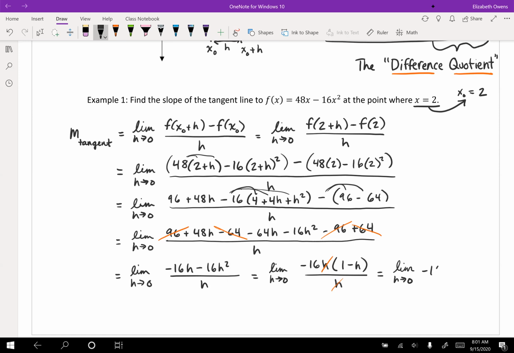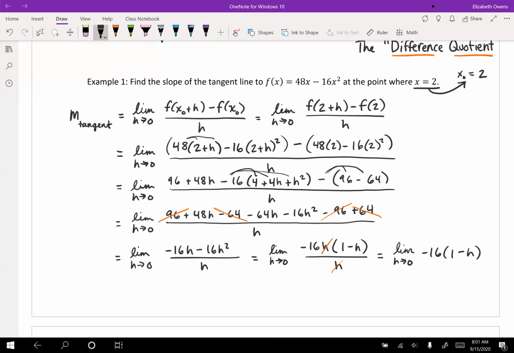Okay, and now we've got negative 16 times 1 minus h. And as mentioned, we can direct substitute. So you can stop writing limit now. Negative 16 times 1 minus 0 for h, and that would just be negative 16. And so that is our answer for the slope of the tangent line. So a little recap for you, but now we've addressed it straight and directly as a limit for that tangent slope. So tangent slope is the limit as h approaches 0 of that difference quotient expression.